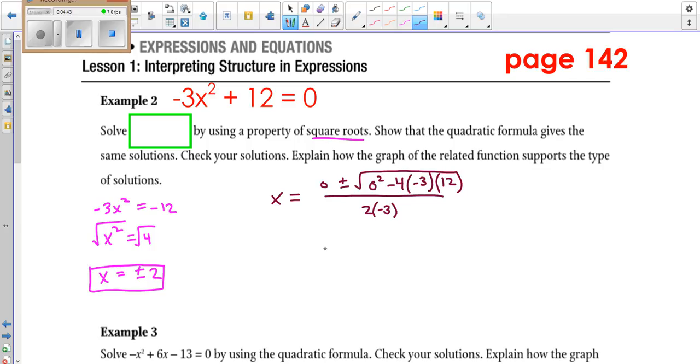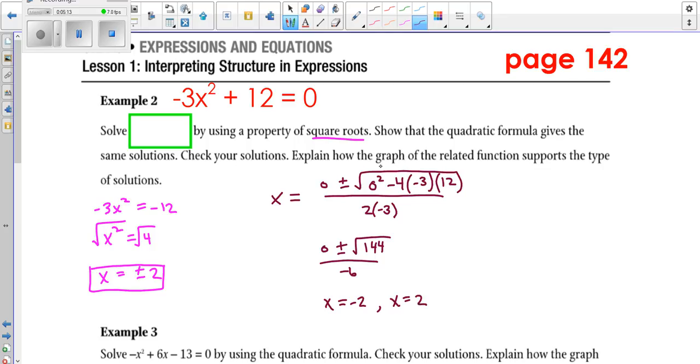Okay, so when you simplify this, you're going to get 0 plus or minus, your discriminant is 144, divided by negative 6. And when you do the square root of positive 144 divided by 6, you get that x is negative 2. And then when you do the negative square root of 144 divided by negative 6, you're going to get x equals positive 2. So there are the same two answers.